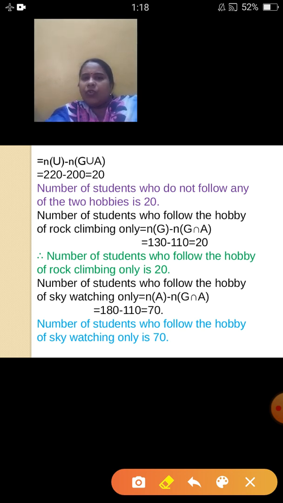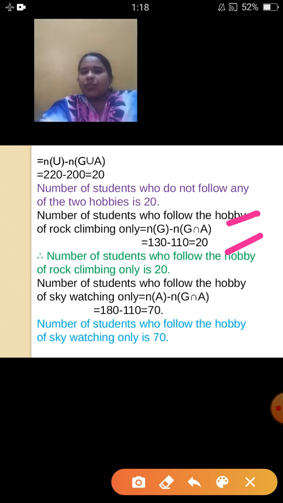Okay. Then comes the next sum. Next part: number of students who follow the hobby of rock climbing only. When I say the word only, it means from the set of rock climbing, I should subtract the intersection part. Only then I can concentrate on this word. Only those students who follow their hobby. Correct? Now see this. From the set G, which is students having the hobby of rock climbing, if I subtract the intersection part, I will get those students who have only rock climbing as their hobby. So 130 minus 110, that is equal to 20.